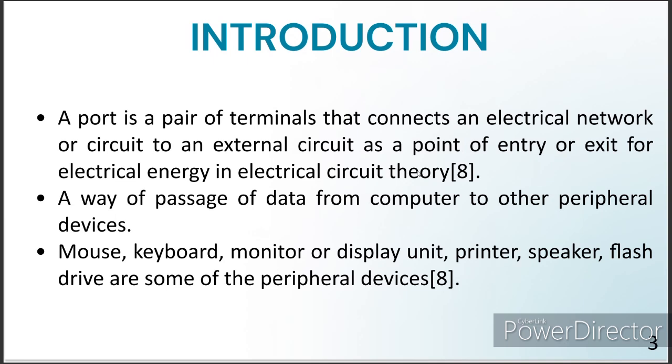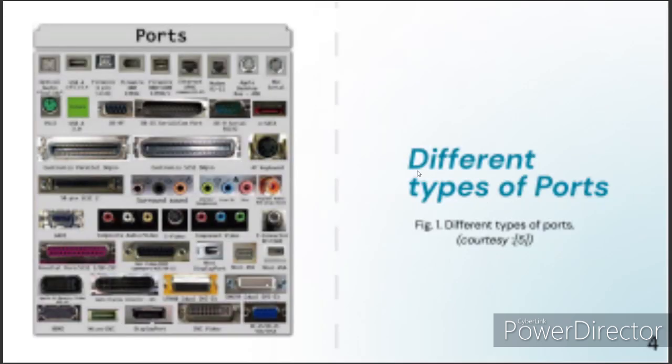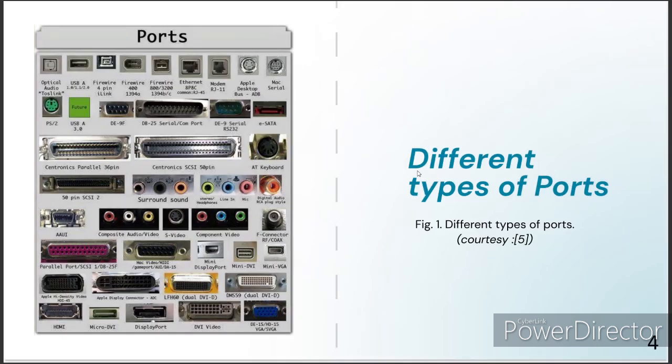Introduction. A port is a pair of terminals that connects an electrical network or circuit to an external circuit as a point of entry or exit for electrical energy in electrical circuit theory. It is a way of passage of data from computer to other peripheral devices. Mouse, keyboard, monitor or display unit, printer, speaker, flash drive are some of the peripheral devices. This is the image of different types of port.